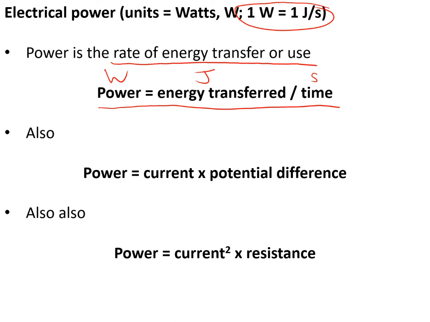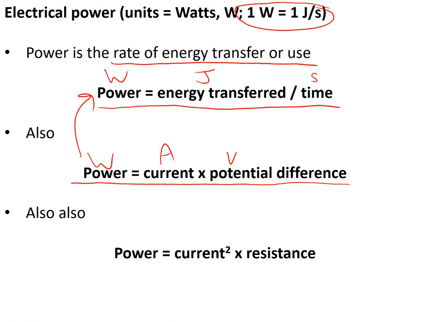Now, that's our standard equation for calculating power in most different contexts. But if we're thinking just about electricity, there's another way to calculate it, which actually works out to be the same thing, and we'll see why in a second. So we have power equals current times potential difference. Power, again, is in watts because it's power. Current is in amps, and potential difference is in volts. Now, this is actually the same as the first equation, and I'll try and show you why. It's a little bit obscure, so just bear with me.